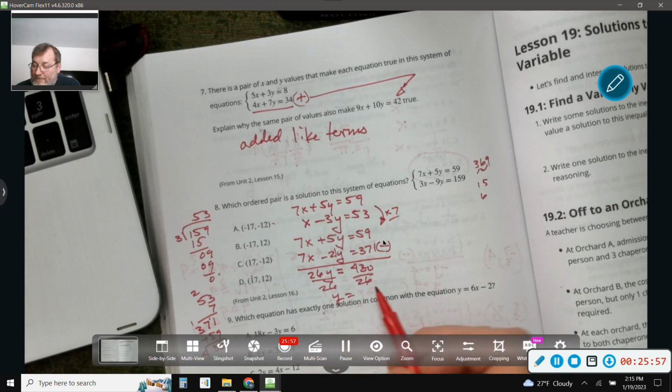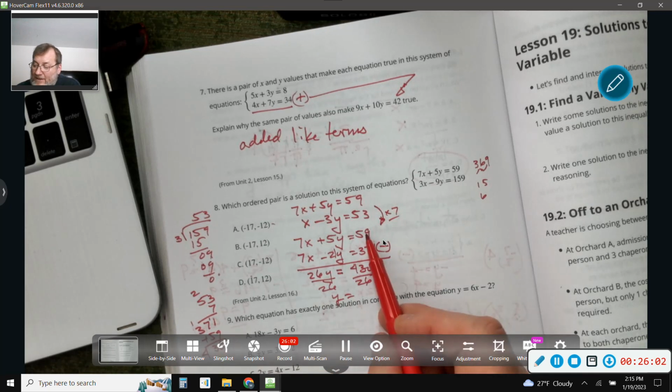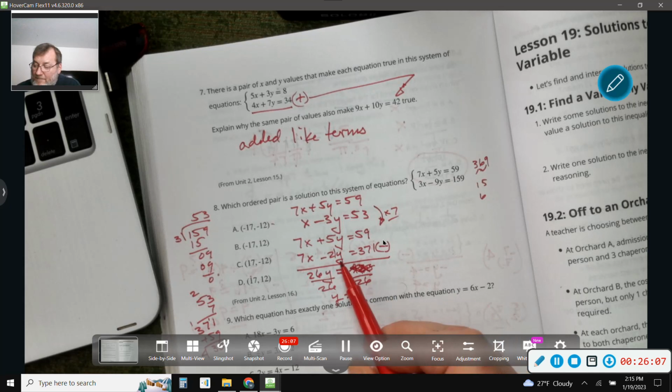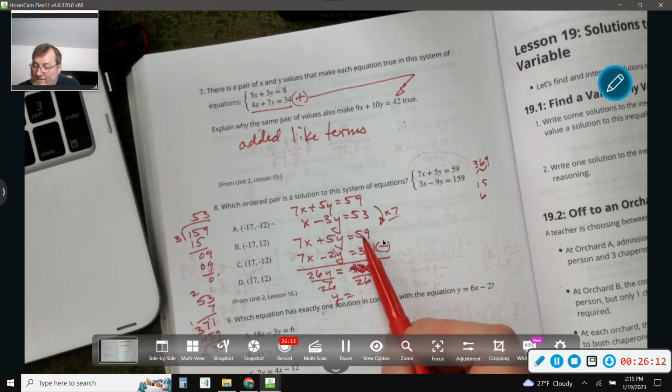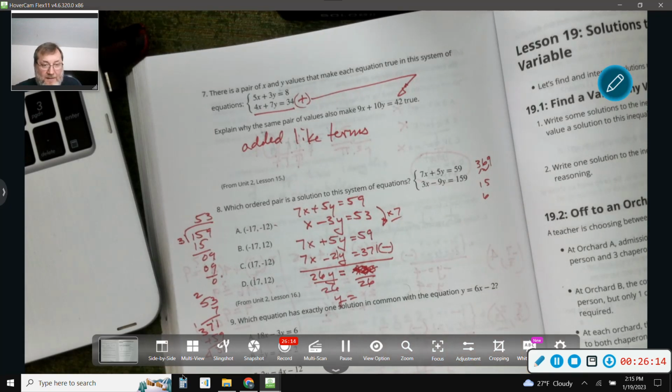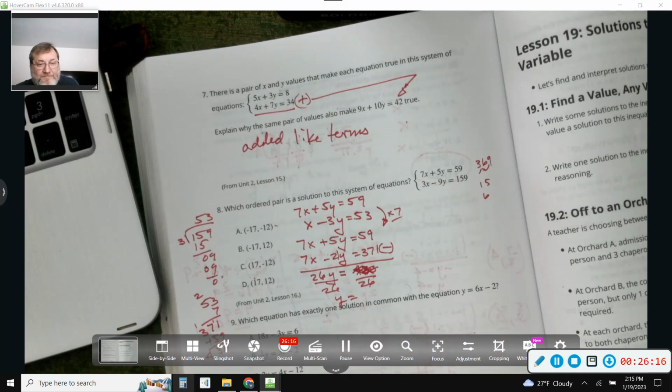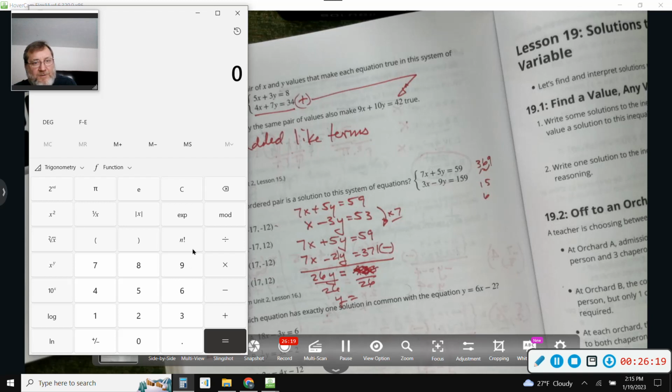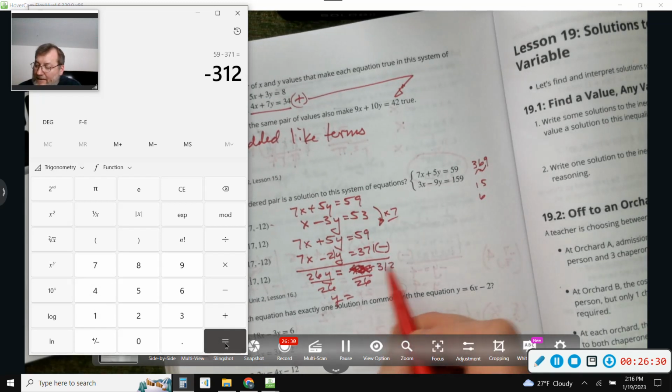Y equals, all right? You notice how it's subtracting here, right? I made a mistake here. It should be 59 minus 371, so this is wrong. Let's take our calculator here and do the work, because this is probably what you'll be doing. You'll say 59 minus 371, negative 312. So that's 312, and it's a negative.